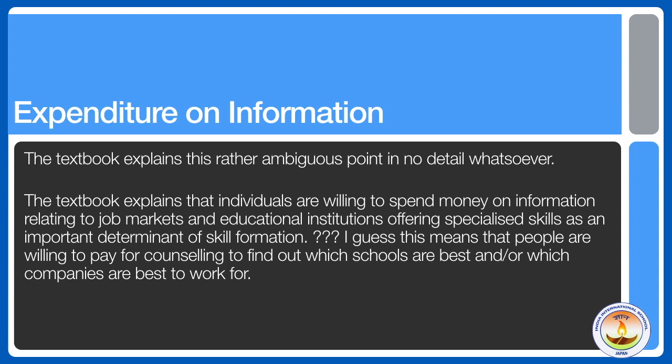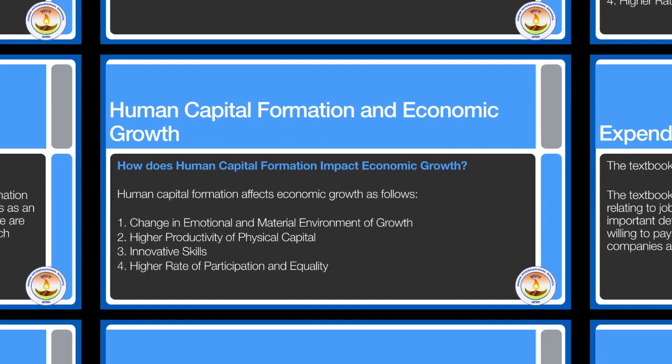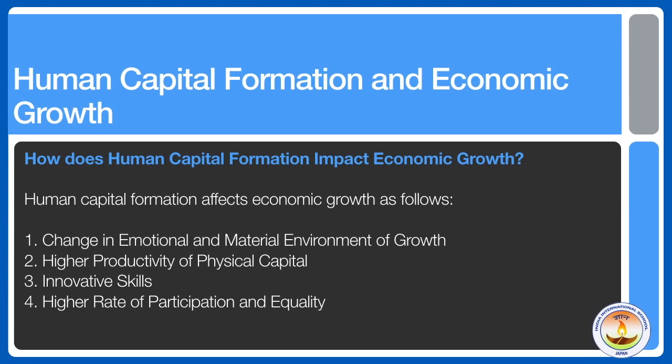The reason why I'm pretty confused about this is there's this thing called the internet, and we can find out this information pretty much for free all over the world. So I'm not sure why the textbook thinks that people are actually spending significant amounts of money on having access to information.